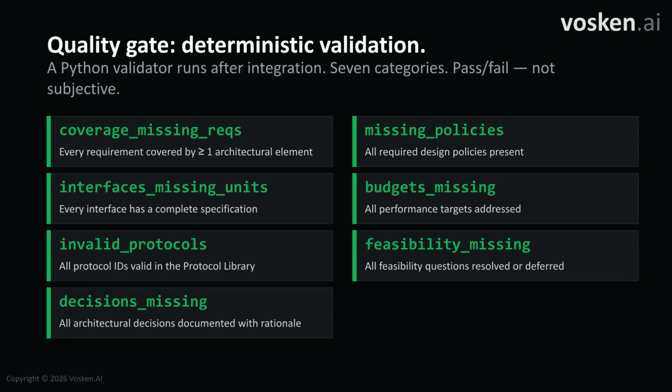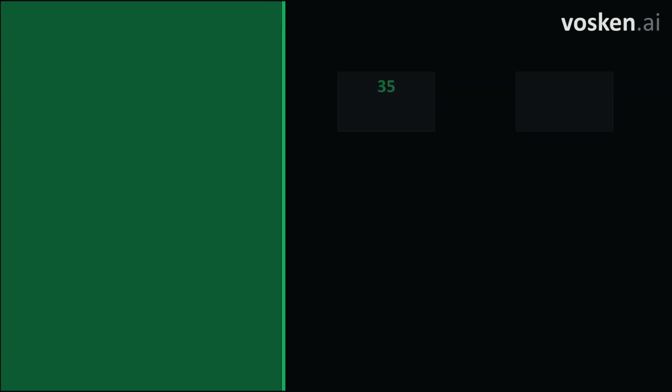The quality gate is a deterministic pass/fail check using a Python validator, running after integration. It checks for things like uncovered requirements, missing policies, invalid protocols, and undocumented decisions. A critical finding anywhere blocks progression until the issue is resolved.